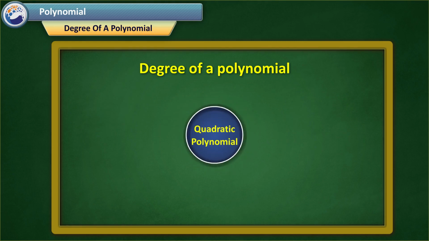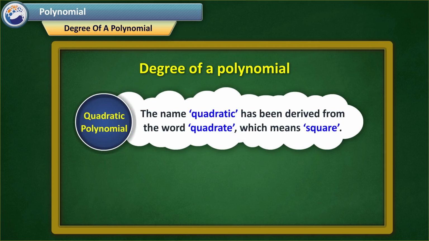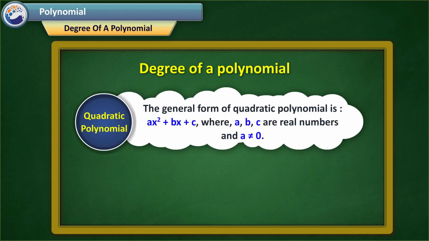Quadratic polynomial. A polynomial of degree 2 is called a quadratic polynomial. The name quadratic has been derived from the word quadrate, which means square. The general form of a quadratic polynomial is ax squared plus bx plus c, where a, b, and c are real numbers and a is not equal to 0. For example, 2x squared plus 3x minus 2.